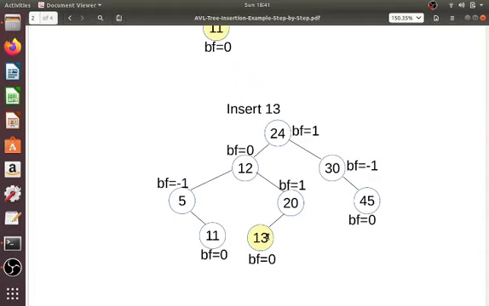Let's recalculate the balance factors at all the nodes upwards in the hierarchy starting from 13. Balance factor of 13 is 0, balance factor of 20 is 1, balance factor of 12 is 0, and balance factor of 24 is 1. All the nodes' balance factors are in the permissible range of -1 to 1, so no rotations are required at this stage.